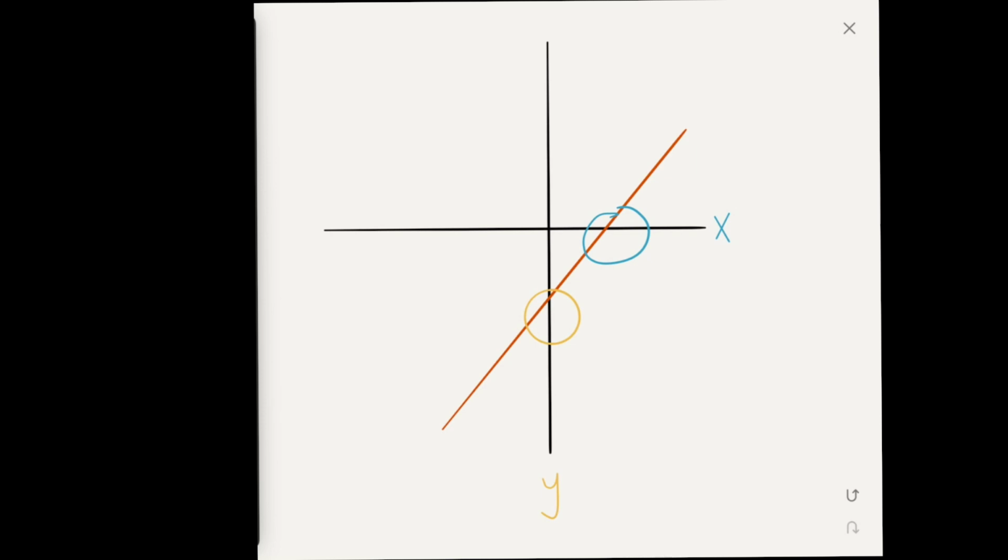So what are these points called? The point that crosses the x-axis is called the x-intercept. And the point that crosses the y-axis is called the y-intercept. So in summarization, the x-intercept is a point on the line that comes in contact with the x-axis, and the y-intercept is the point on the line that comes in contact with the y-axis.